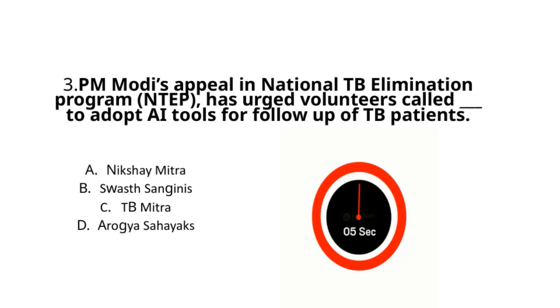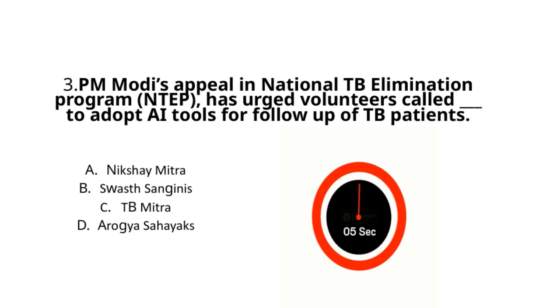Today, I want to talk about some of the key volunteer programs that support our fight against tuberculosis. These include Nikshay Mitra, Swasth Sanguinis, TB Mitra, and Aarogya Sahyaks. Each of these initiatives plays a vital role in strengthening our healthcare system and ensuring better patient follow-up. Nikshay Mitra, for example, is a volunteer program that helps track and support TB patients throughout their treatment.